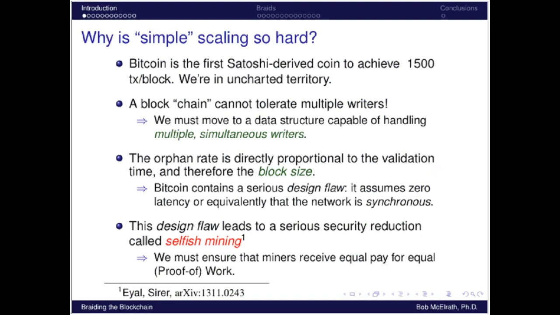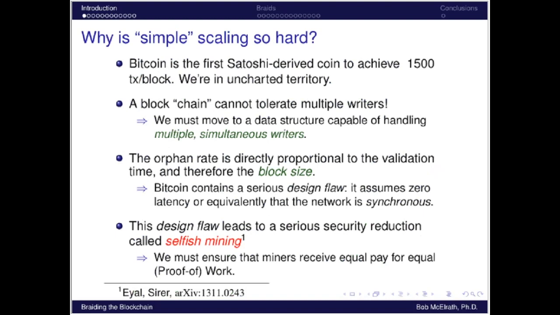Bitcoin is the first Satoshi-derived coin to achieve 1,500 transactions per block. We really can't compare to any other cryptocurrency in this realm. Lots of other currencies have messed around with the proof of work function or block time, but none of them have achieved this kind of transaction rate. So what we're beginning to see right now is the breakdown of Satoshi's design as it scales to higher transactions. And the basic problem is that the chain cannot tolerate multiple writers.